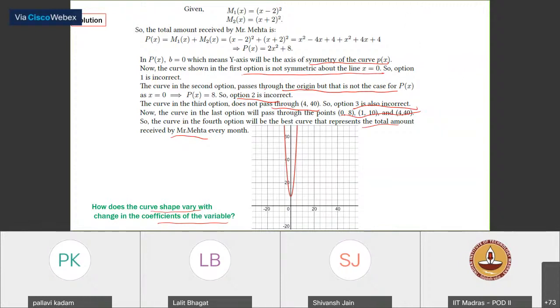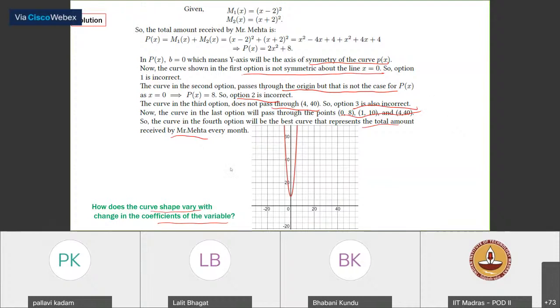I have a question. Yeah, please. At x equals 1, P of 1 equals 10, but in option 4, that point 10 is not there on the y-axis. At x equals 1? P of 1 is not equal to 10. What are you telling? At x equals 1, P of x equals 2 into 1 plus 8, right? Yeah, it should be 10, right? But in option 4, you can see that.